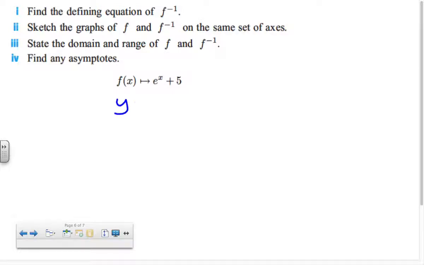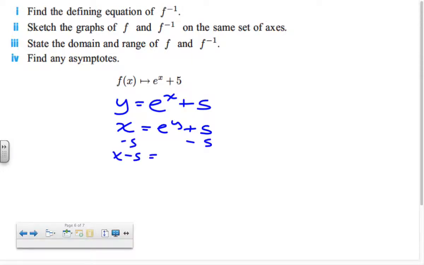So this is y equals e to the x plus 5. Okay, the inverse, I swap them. x equals e to the y plus 5. Now what I'm going to do is I'm going to subtract 5 from both sides. And then x minus 5 equals e to the y. Now I'm going to find the natural log of both. So that's the natural log of that, natural log of that. And I end up with the natural log of x minus 5 equals y.